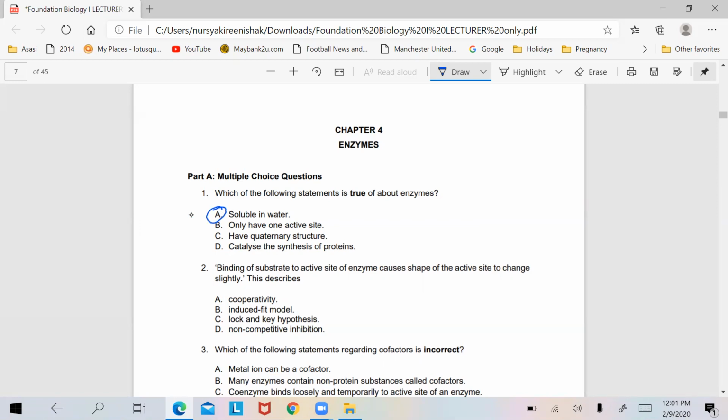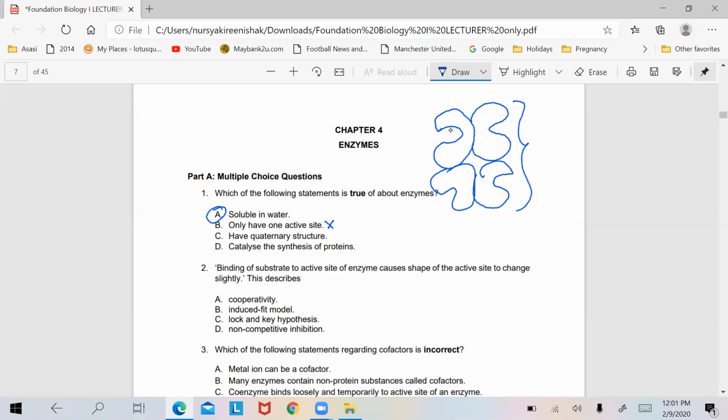Look at statement B, only have one active site. This is not true because as you know, we have allosteric enzyme. Allosteric enzymes are enzymes that have two or more subunits, and each subunit has its own active site. So this can be one subunit, and this is another subunit, and another subunit. Altogether, we call it an allosteric enzyme. Each of these subunits will bind to the same substrate, because they have the same structure or shape of the active site. They are the same enzyme, but they are combined together to form the allosteric enzyme.